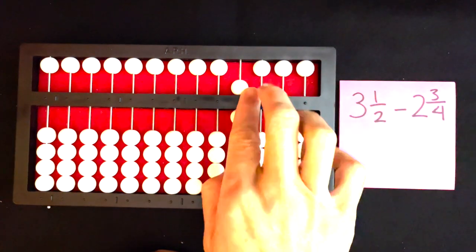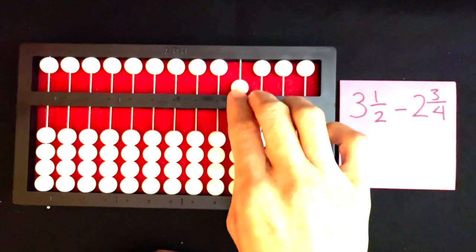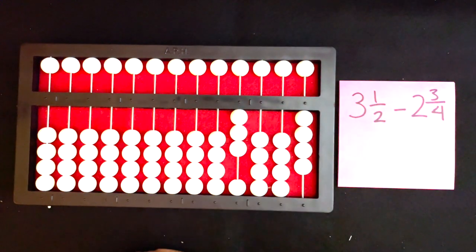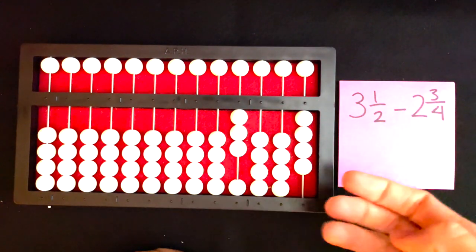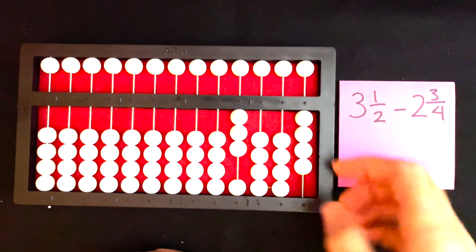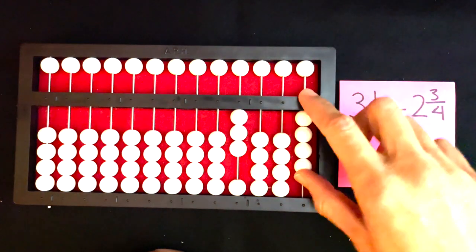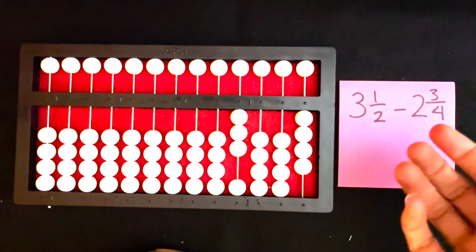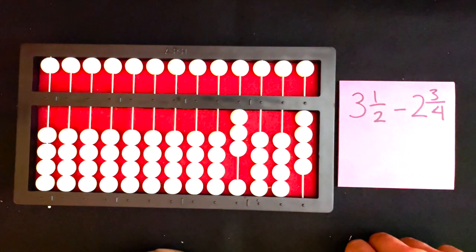So I'm subtracting the 3, so I can't do that directly. I'm going to take away the 5 and then return 2. And I get my answer, which is 3/4. And that was how I would do a subtraction problem with a fraction.